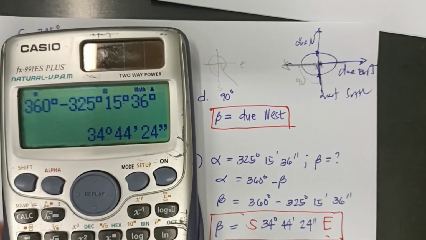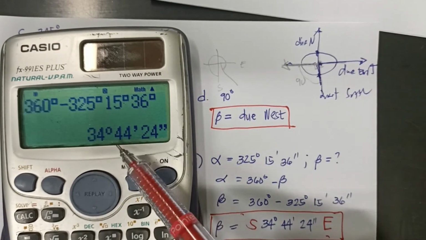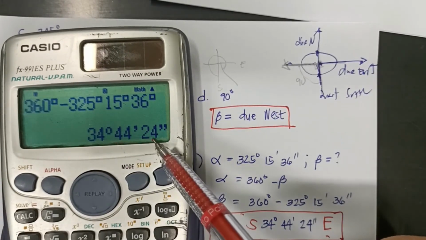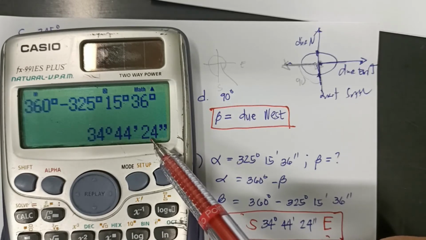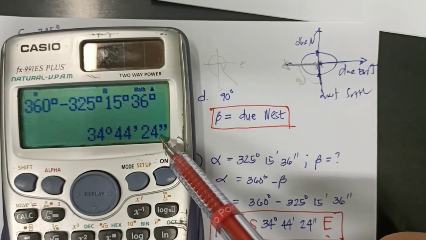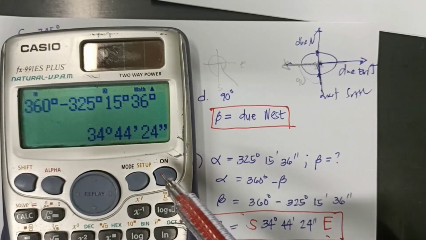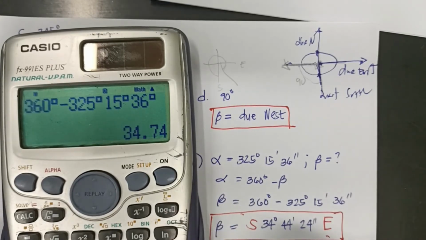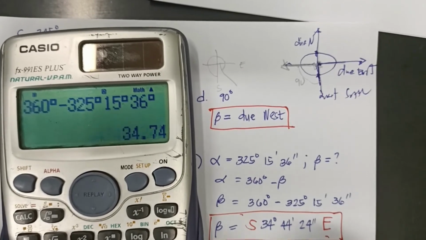By the way, this is in DMS, degrees, minutes, and seconds. If you want to write this in decimal degrees, you just press this key. This is the DMS key of your calculator. Just press it once.